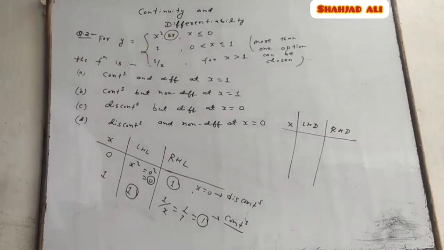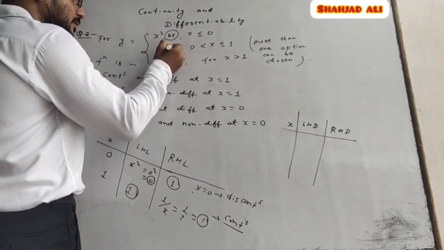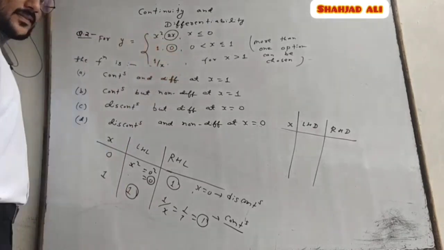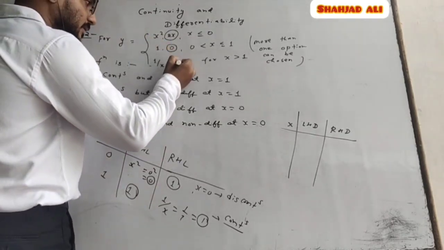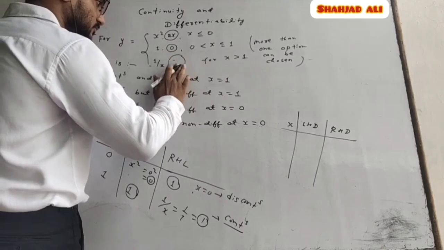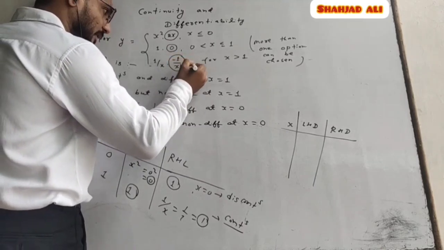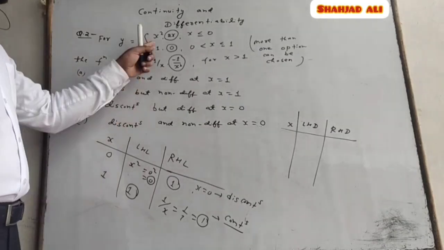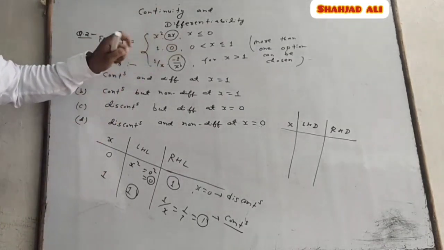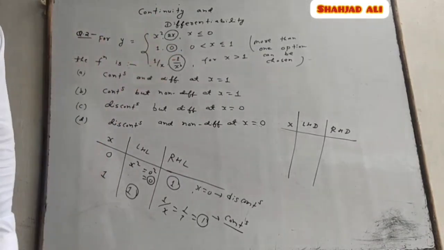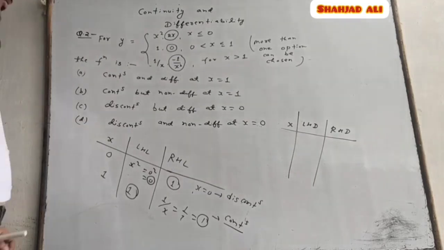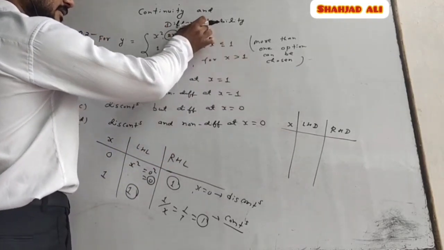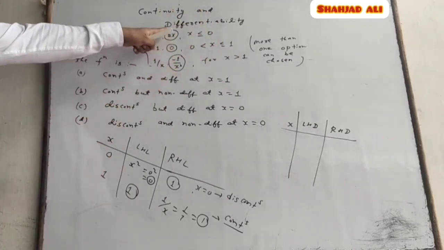X square becomes 2x. The differentiation of 1 gives 0, and you know the differentiation of 1 upon x gives minus 1 upon x square. You know it. Differentiation may be some other topic. If not, x square gives 2x, the differentiation of 1 is 0, and the differentiation of 1 upon x is minus 1 upon x square. So now these are the derivative functions for checking differentiability.